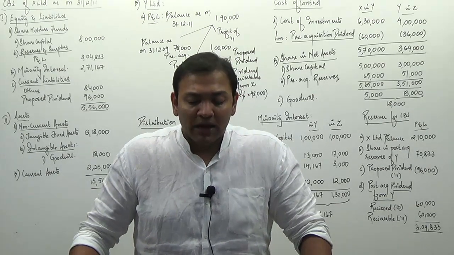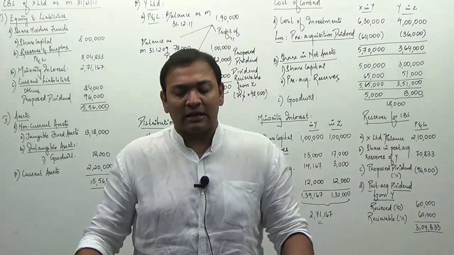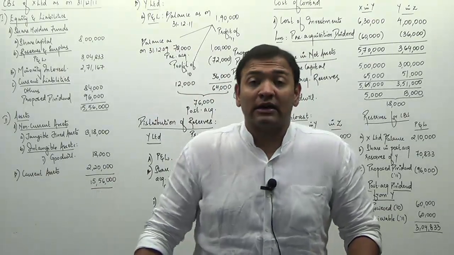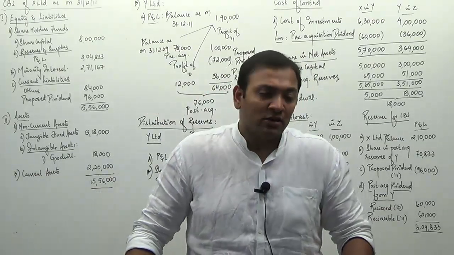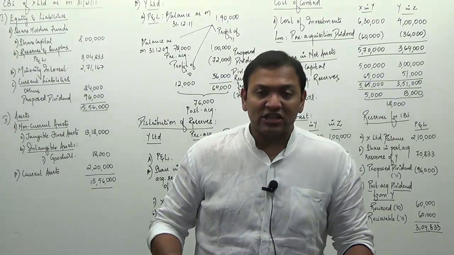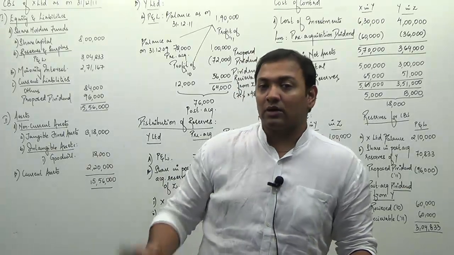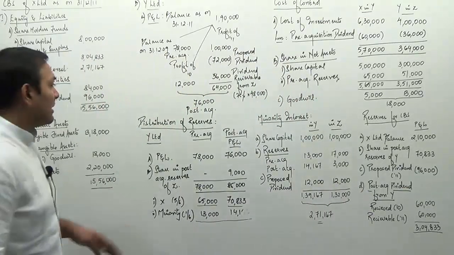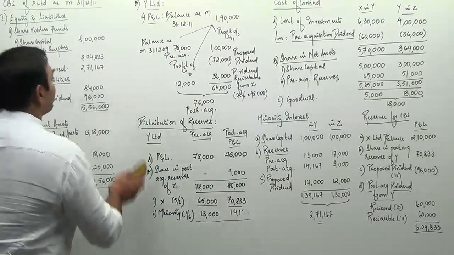You are required to prepare a consolidated balance sheet, consolidated P&L, minority interest, cost of control. Anyways, those working notes are necessary for you to draft the balance sheet. So let's start. The only additional thing in this question, compared to the previous one, is the multiple date of acquisition. Other than that, the remaining problem is absolutely the same.